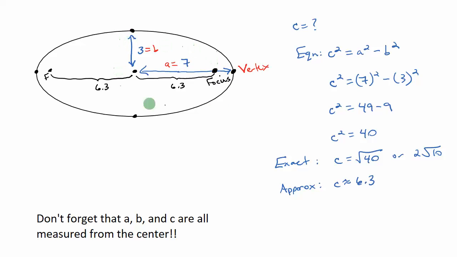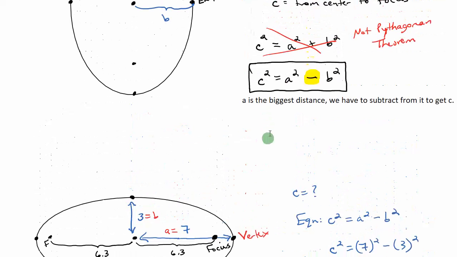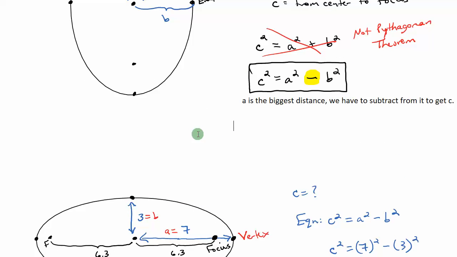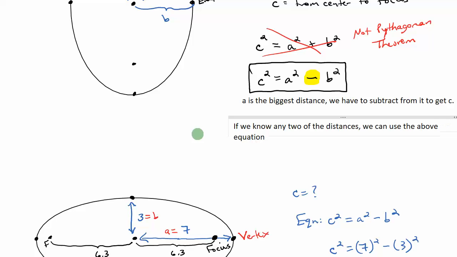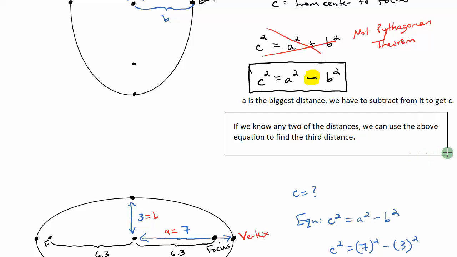And so that's just one example. Of course, you don't always find C. Sometimes you know C and A and need to find B. Okay, so when you look at this equation here, if we know any two of the distances, we can use the above equation to find the third distance. Okay, so it just depends on the problem that you're solving, but it's important to know that since there are 3 variables in that equation, you have to know 2, and then you can find the third one.